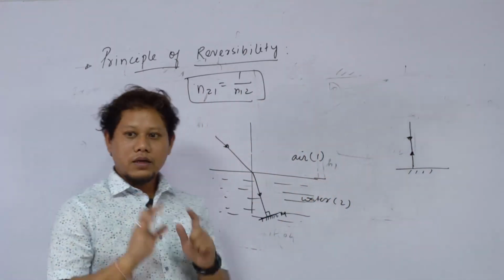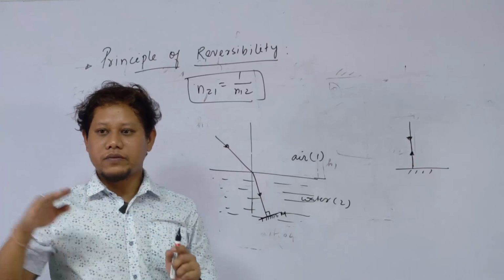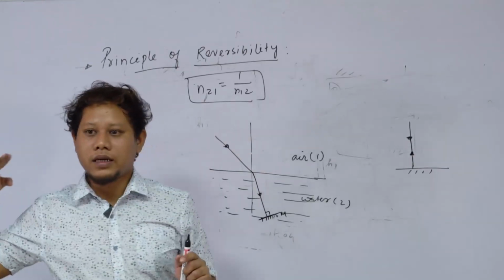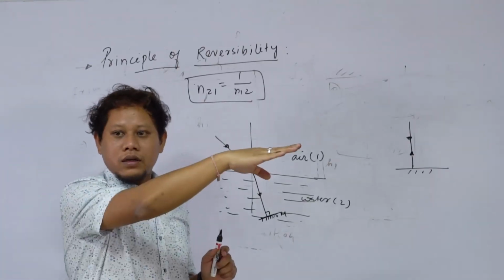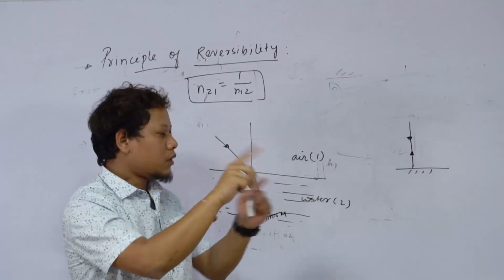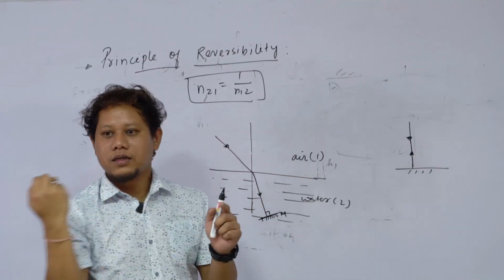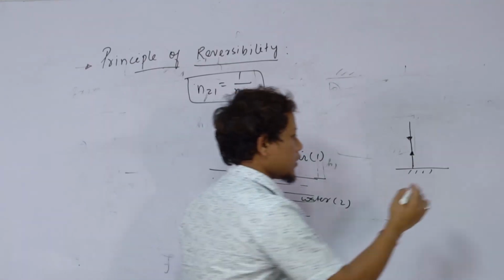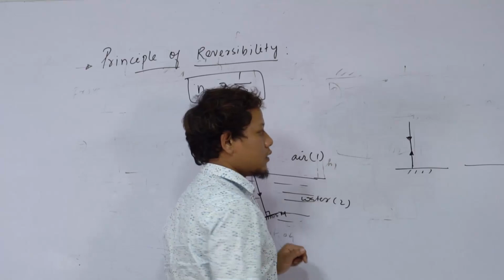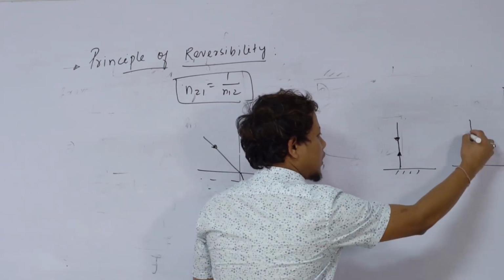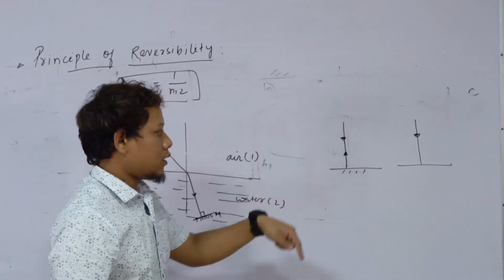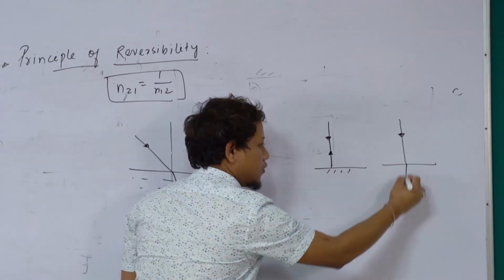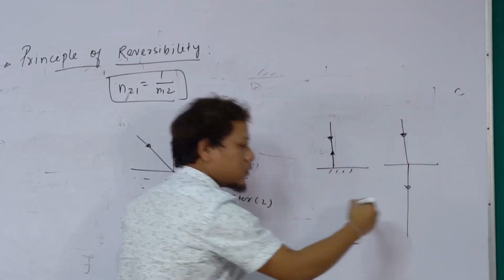So when the ray of light is incident on any surface perpendicularly, after reflection it will retrace the same path. It will bounce back along the same path. And in case of the refraction, suppose this is the interface. Suppose the ray of light is incident normally. So after refraction, it will pass through the same path.